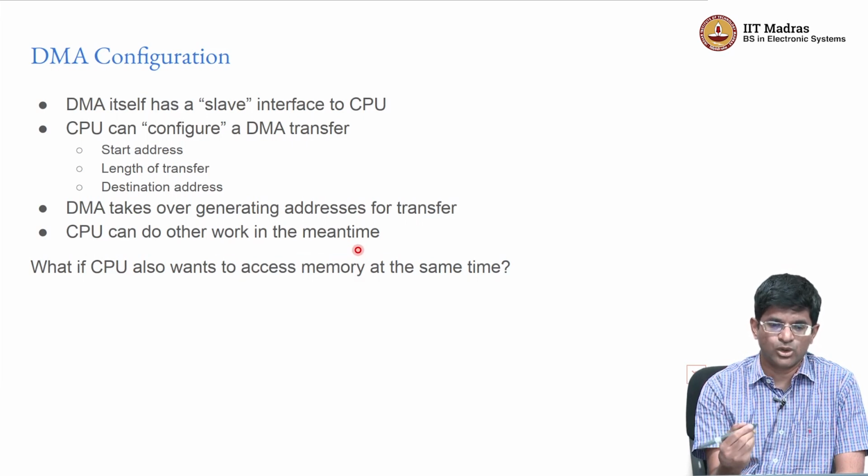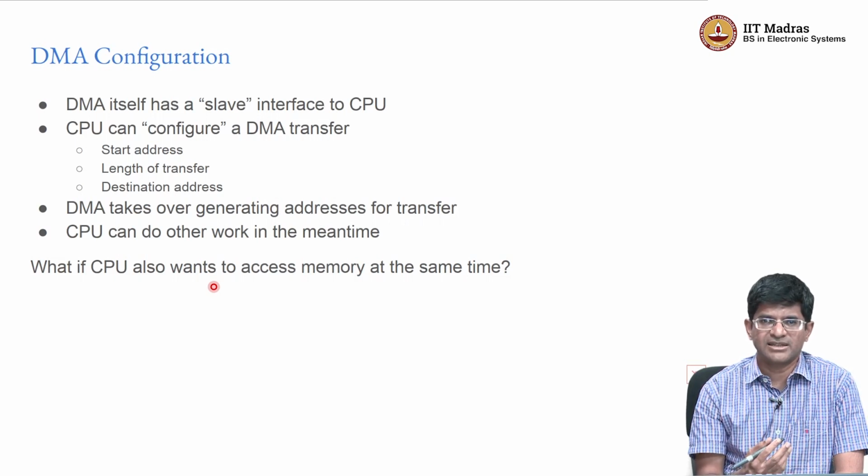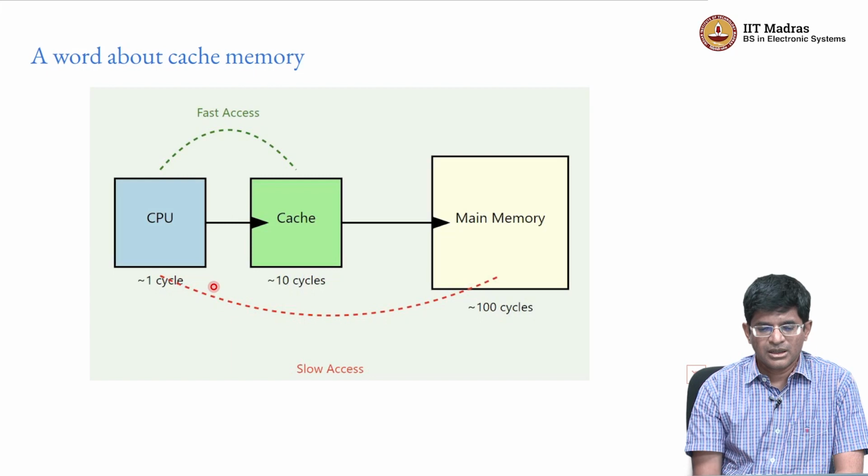Now, that's a bit of a loaded statement, because what if the CPU also wants to access memory at the same time, right? If that is the case, then strictly speaking, this whole idea of having a DMA becomes problematic, right? What do you mean by saying that the DMA can access the bus? Doesn't the CPU want to also access the bus at the same time, right? Now, in order to understand that, we also need to very briefly talk about the idea of a cache, right?